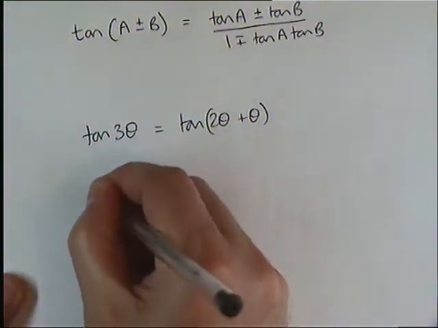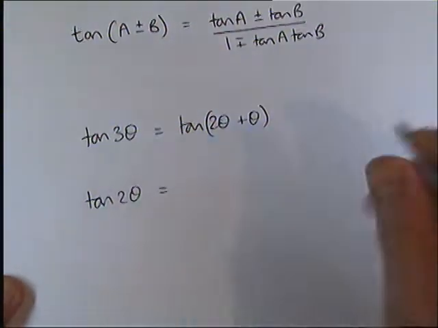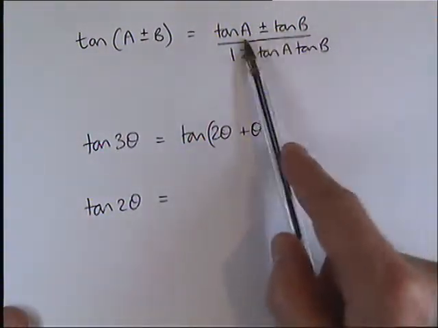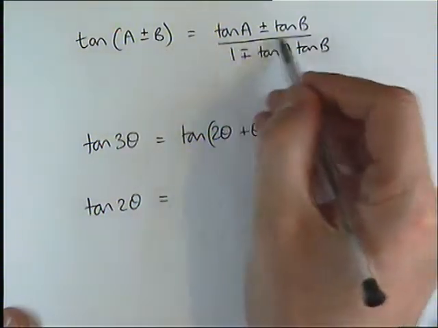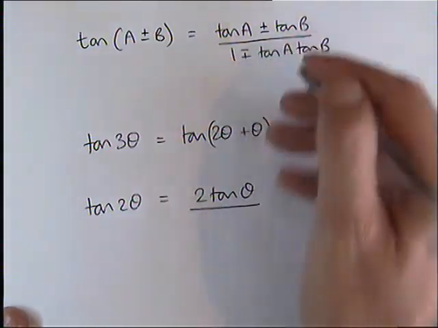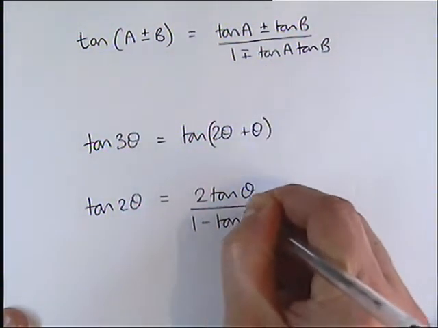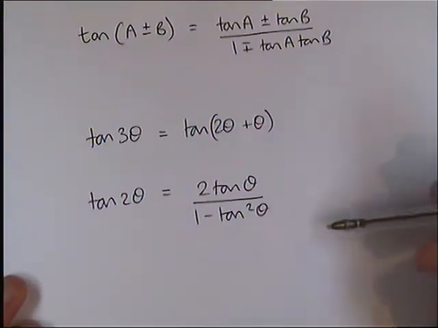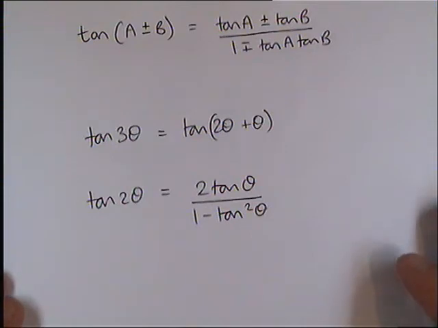So let's start by writing down what tan 2 theta is. You get your double angle formula by replacing the A and the B with the same thing. On the top here you will get 2 tan theta, on the bottom you get 1 minus tan squared theta. Okay, so that's the first thing. You might have memorized that, to be honest. It's a really common result.